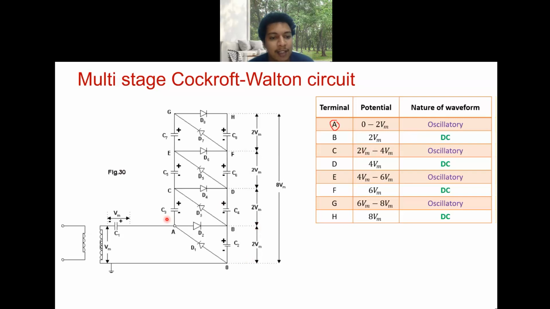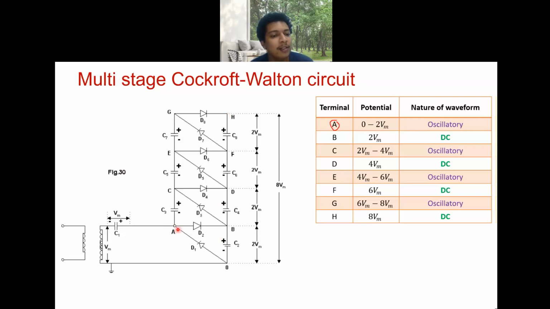Right? So similarly, what I'm trying to say is that across C1, C3, C5, and C7, we will have an oscillating voltage, and across C2, C4, C6, C8, you will have a constant DC voltage. Okay, so that is given here. Understood. So because of that, when you see the real original Cockcroft-Walton circuit, it looks like you will have two capacitor columns on two sides, right? One capacitor on top of that.